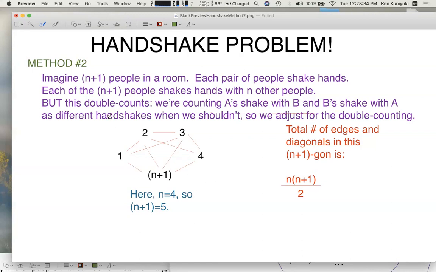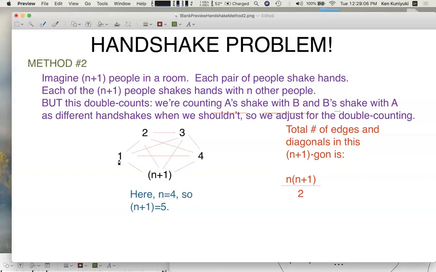But once again, imagine the n plus 1, or in this case, 5 people in the room. Okay, n plus 1 is 5 in this case. Each of the n plus 1 people shakes hands with n other people. Each of these 5 people has shaken hands with 4 other people. So each of the n plus 1 people has shaken hands with n other people. So we think there are a total of n times the quantity n plus 1 handshakes. But the problem is that along the way, we're double counting.